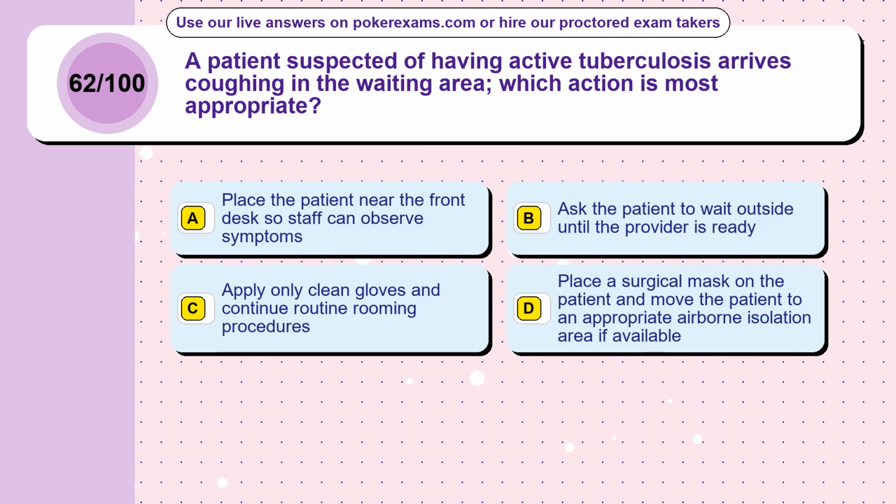Question 62. A patient suspected of having active tuberculosis arrives coughing in the waiting area.